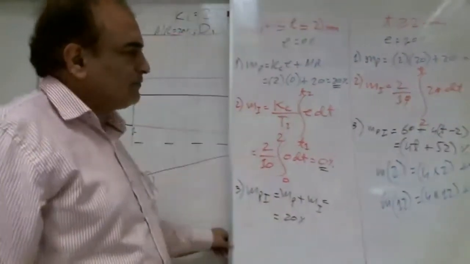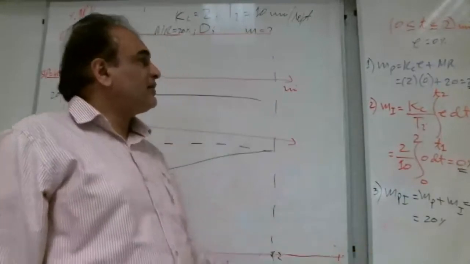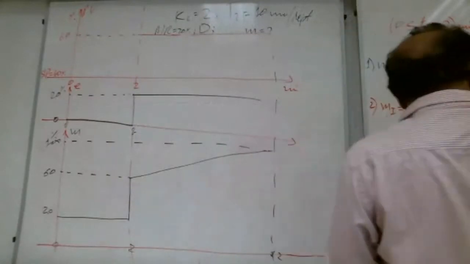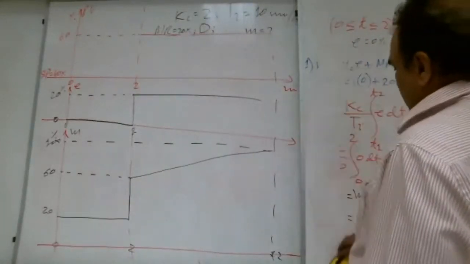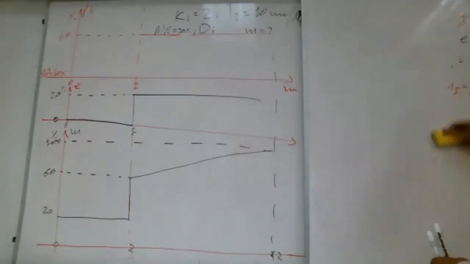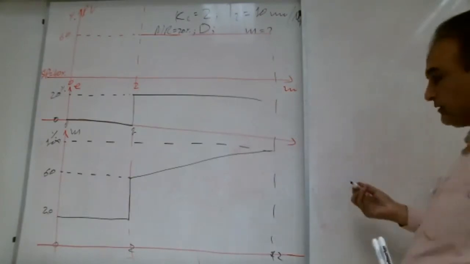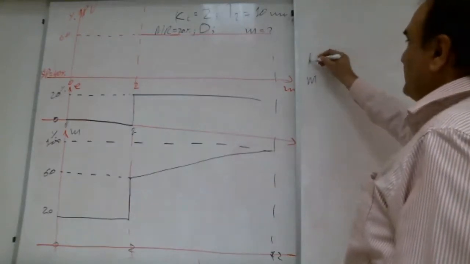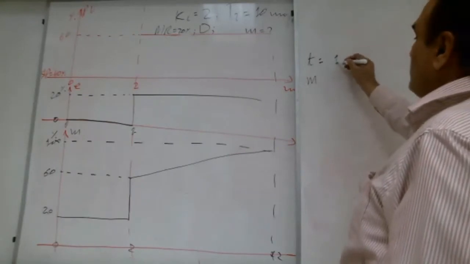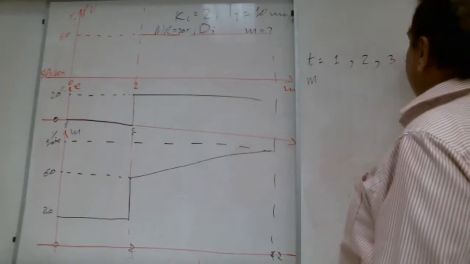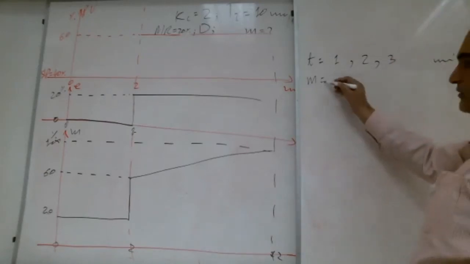Any question up to here, Shabab? Okay, that's good. Now, I have some questions for you guys. Tell me the output. We need the output at t equal to 1 minute, 2 minutes, 3 minutes. Yashiba, what is the output at 1 minute?